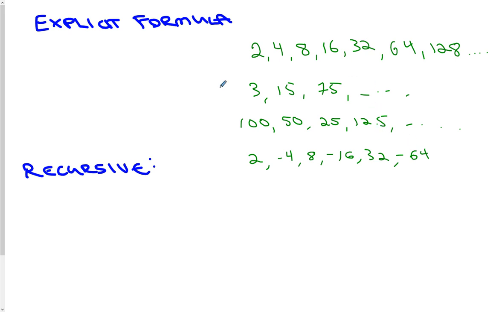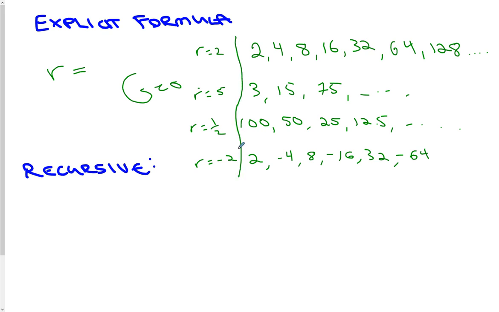Okay, so these are all geometric sequences, and each time we're multiplying by something. Now, the thing we're multiplying by we call our common ratio, our R value, right? So for this first one, R was 2. We're multiplying by 2. Second one, R is 5. This one, R is a half. And this one, R is negative 2. So each time, that's the term we're multiplying by to get to the next term.